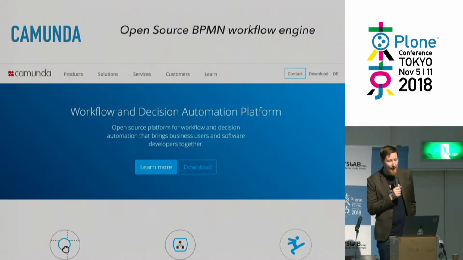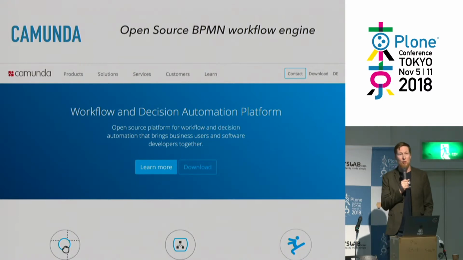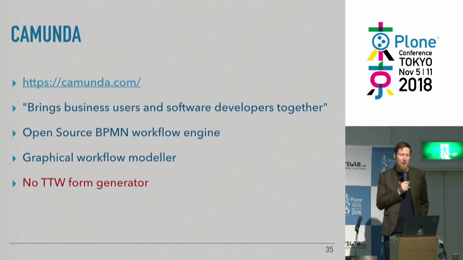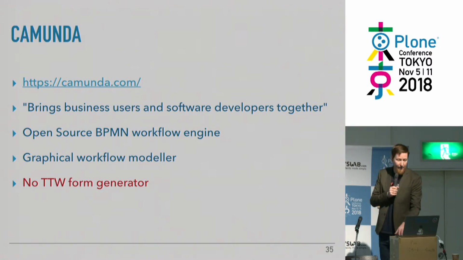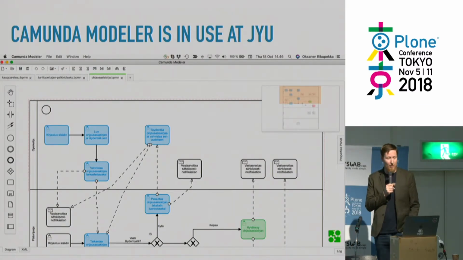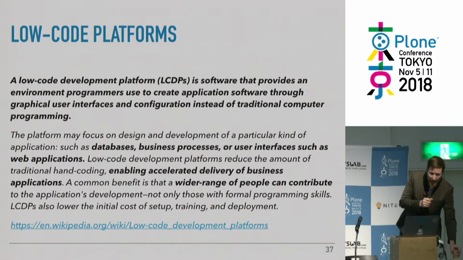And then Camunda, it's an open source workflow engine. I wonder if any one of you have heard about Camunda. All right, so many. It brings business users and software developers together, and we are using it right now. It's a quite powerful workflow engine, and especially the workflow modeler is good. But also it lacks the form generator to start the whole process. And as I said, we do use it for modeling. It's easy to draw some pretty graphics with it. And then the other thing is low-code platforms.